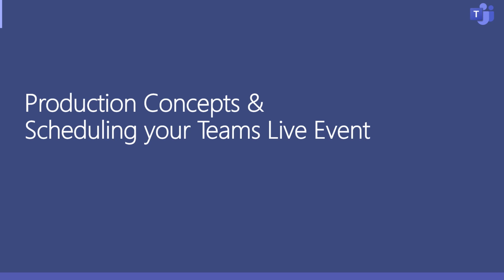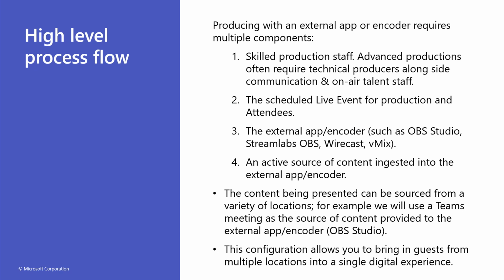Let's cover some of the concepts of production and how we schedule the live event. To produce, we need to have an external app or encoder. We also need a good skilled production staff to be able to run through this. We have to schedule the live event. I am going to show an example of the external app encoder using OBS. And then, of course, we need an active source of content to go into OBS.